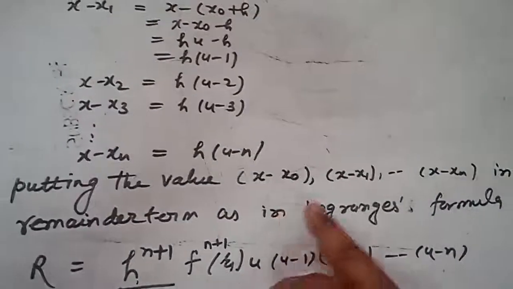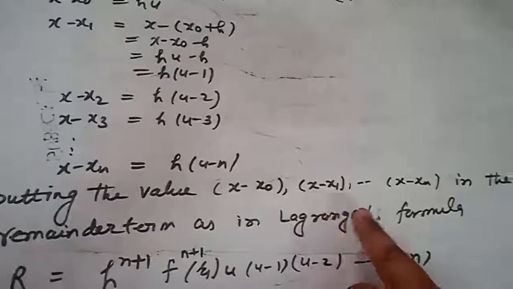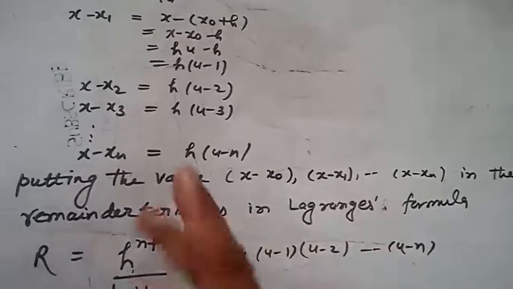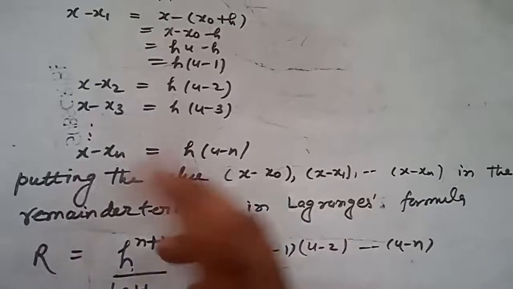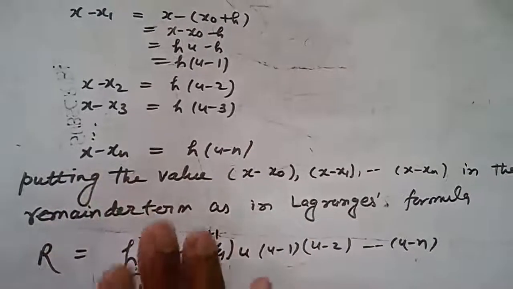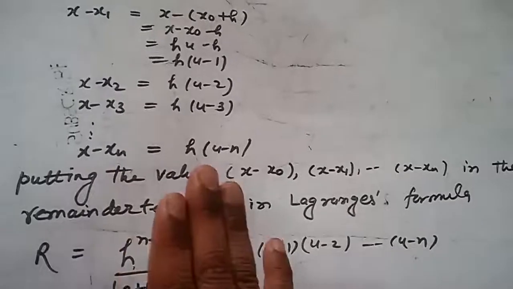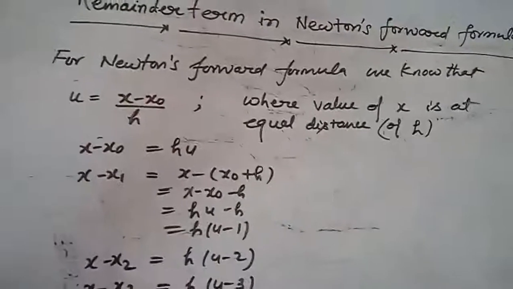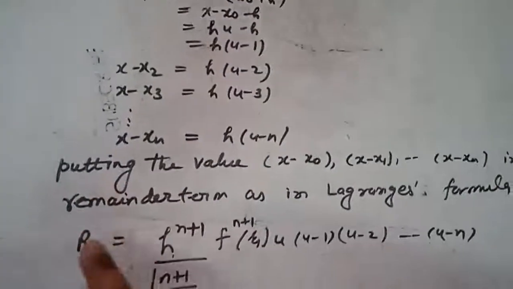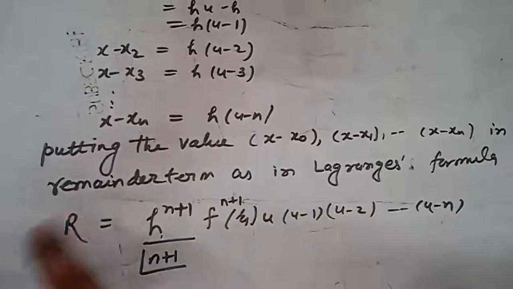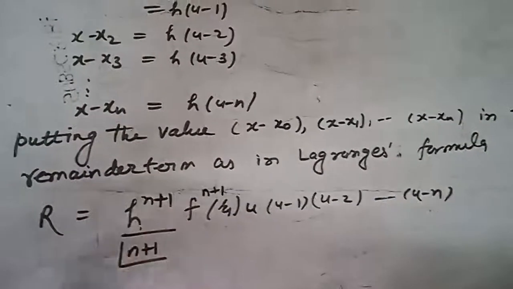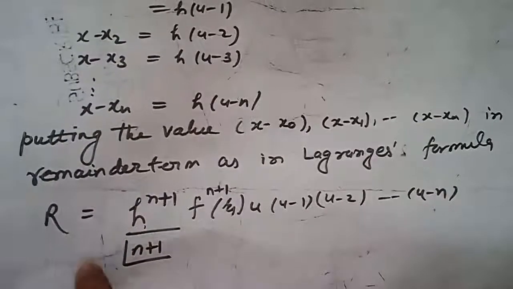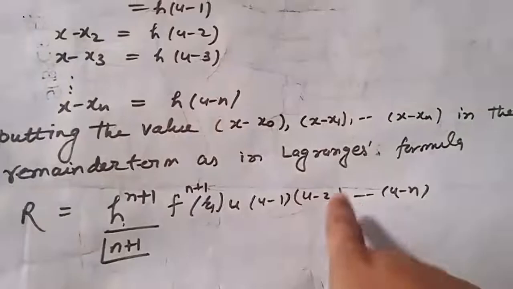Putting these values of x minus x0, x minus x1 and x minus xn in the remainder term as in Lagrange's formula. We have obtained the remainder term in Lagrange's formula. First we proceed just like the remainder term found in Lagrange's formula. Then we apply this substitution for Newton's forward formula, and finally find the value of Rn, that is the remainder term. So this will give you the remainder term or error term in Newton's forward formula.